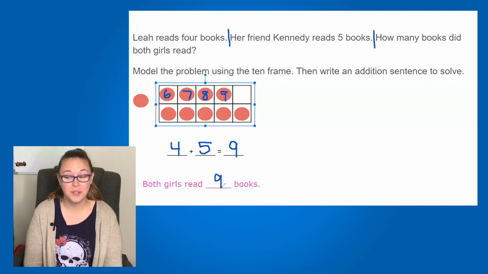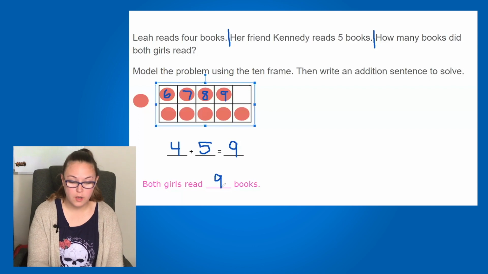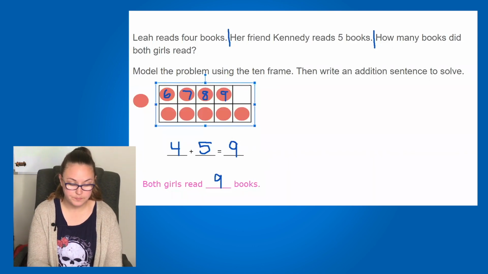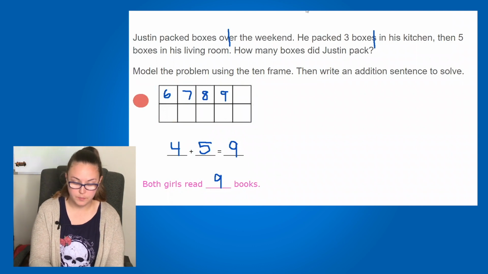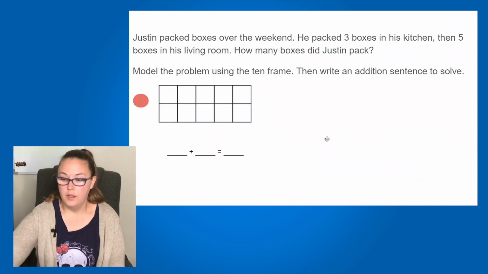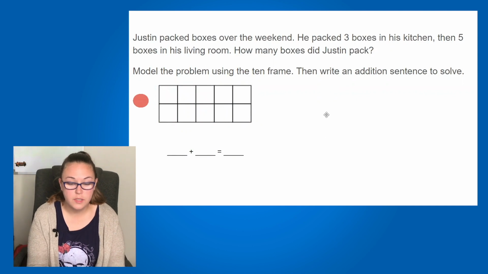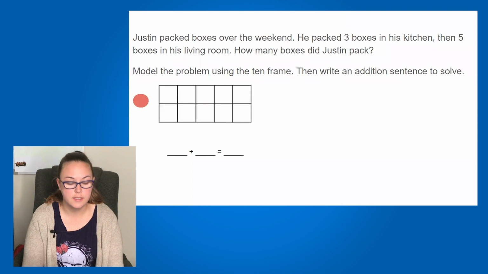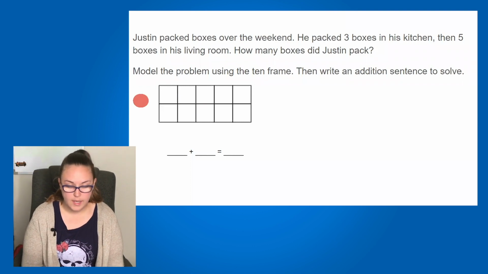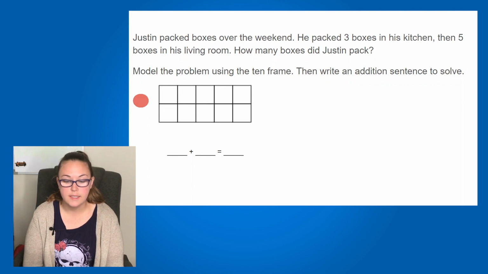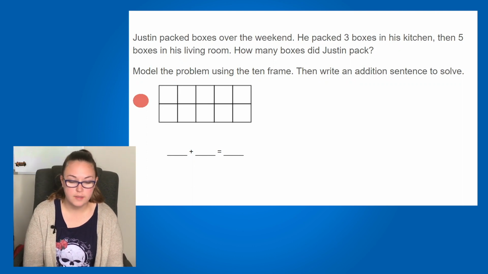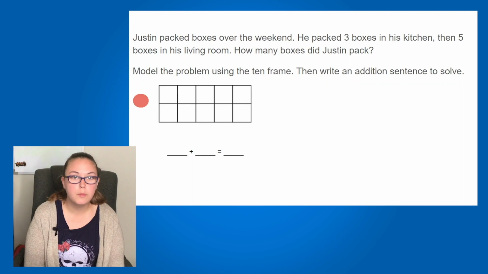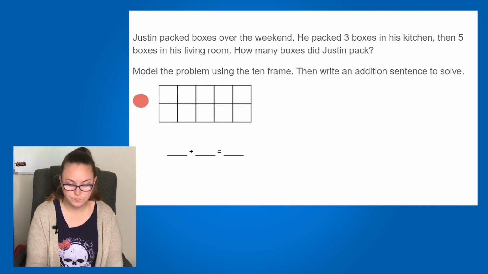Really, really, really great job. There's one more problem that we're going to solve today, and that problem is right here. So let's read the whole problem from start to finish, and then we'll go back and solve each sentence. Justin packed boxes over the weekend. He packed 3 boxes in his kitchen, then 5 boxes in his living room. How many boxes did Justin pack?